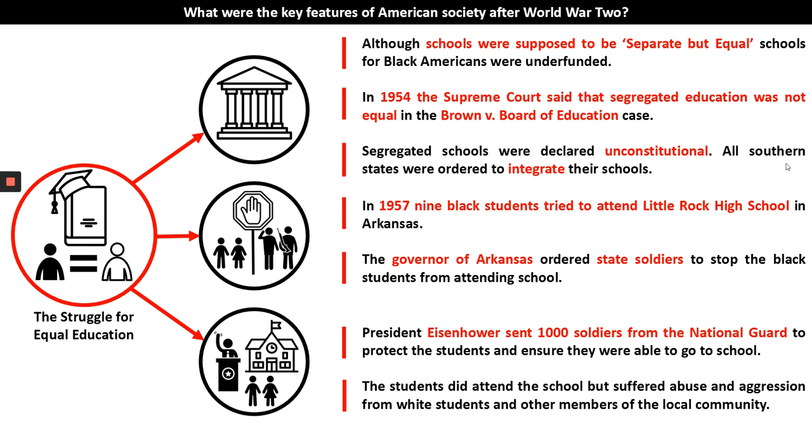Now, these students did attend the school, but suffered abuse and aggression from other white students, their peers, but also other members of the local community who did not like the fact that white children and black children were being educated together. So clearly the struggle for equal education continued. The Supreme Court was changing the law, but the attitudes of the American people were changing in a far slower way.